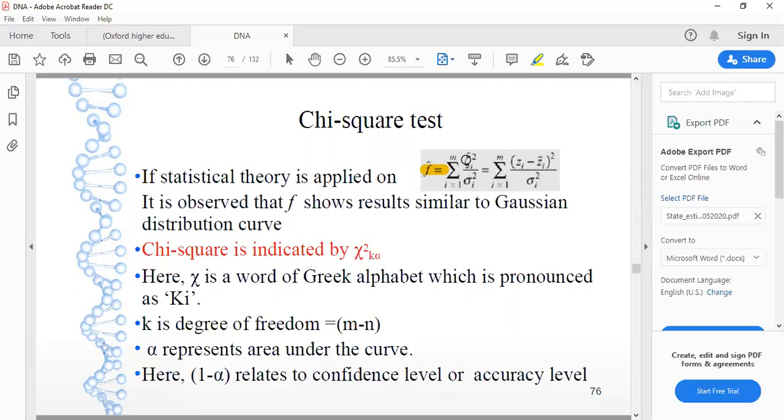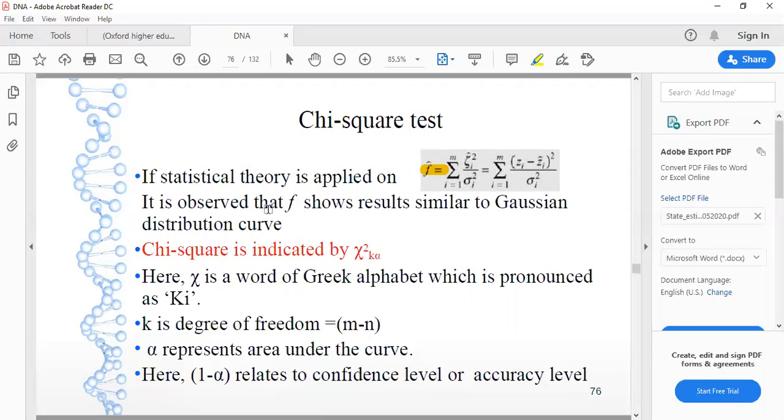What is zeta i square? That is nothing but the error, meaning measured value minus true value. And what is small sigma square? That is nothing but the standard deviation or inverse of weighting matrix. So by both ways, we can easily calculate the value of sigma i square.